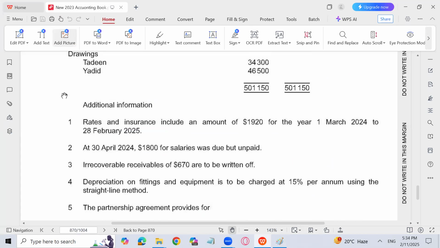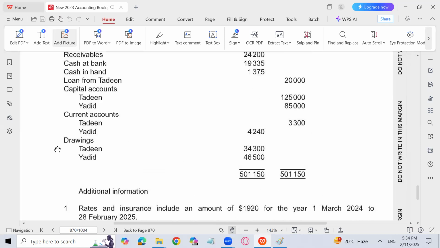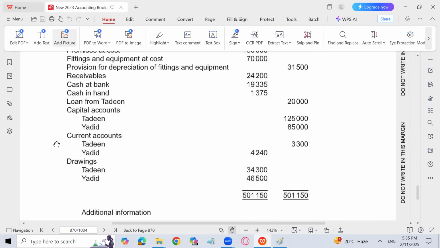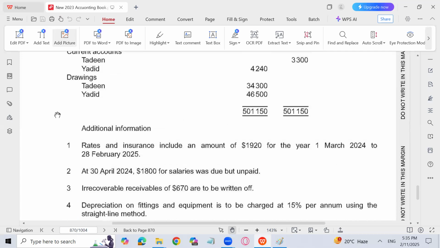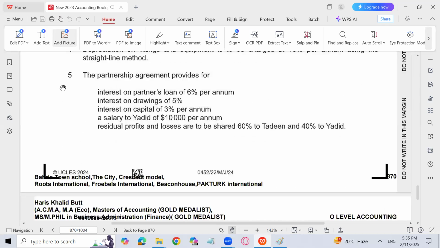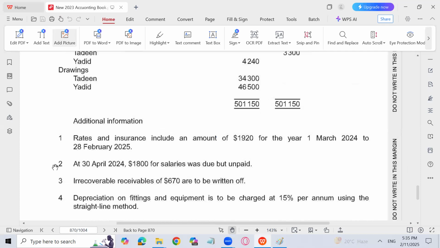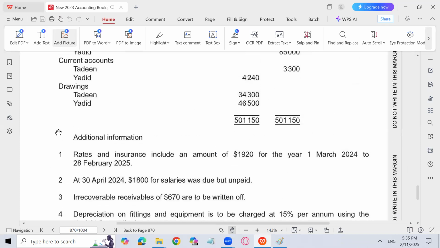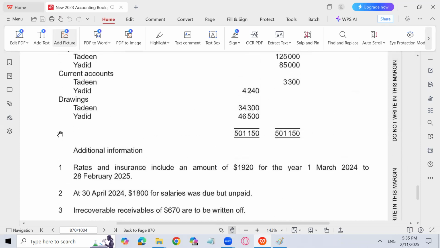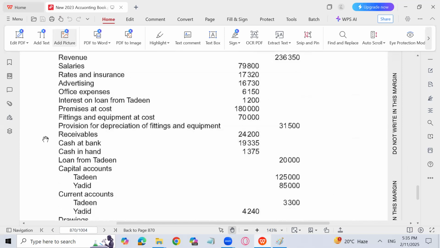One thing I want to tell you: if provision for doubtful debts is given in the question, you have to subtract 670 from receivables, and then you will calculate the provision. Because these irrecoverable debts have not been subtracted from the trade receivables yet, they are to be written off. You will subtract 670 and then calculate the provision for doubtful debts. Now rent and rates is prepaid, which we have written, that 10/12 is going to be the prepaid expense.